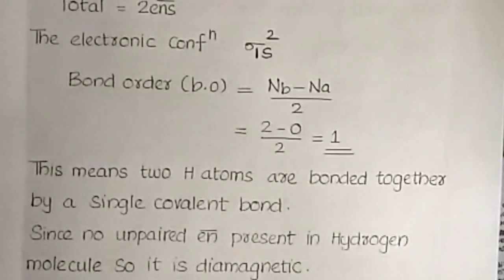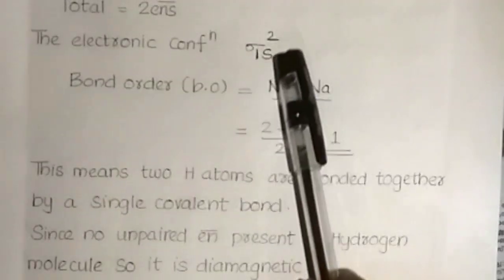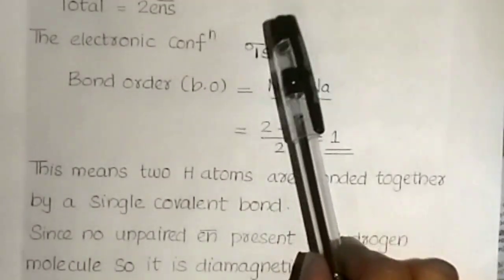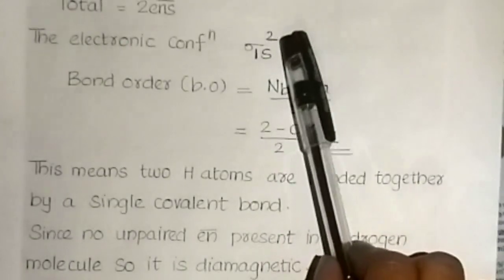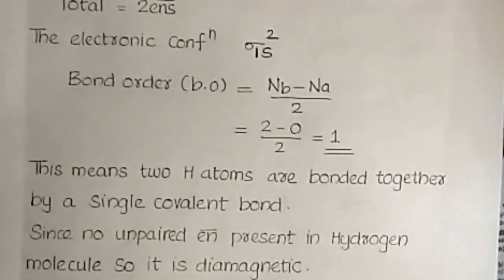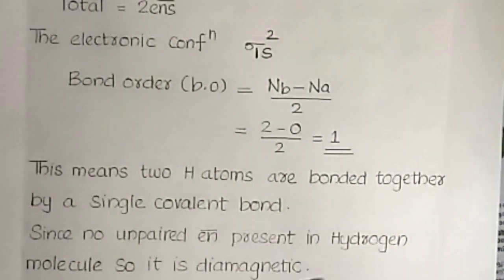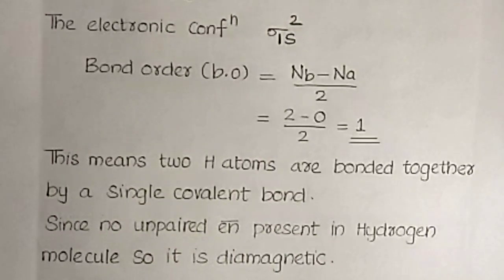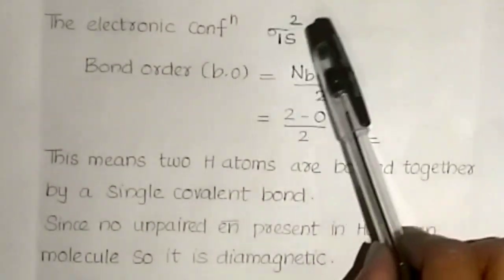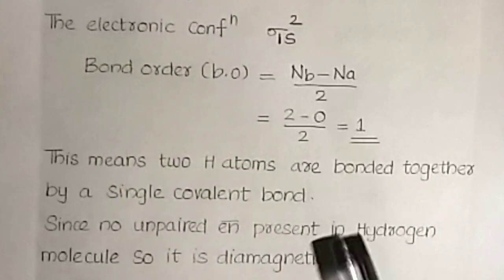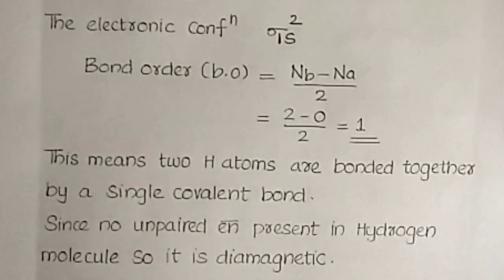Since there is no unpaired electron in the hydrogen molecule, the electrons are only paired up in the molecular orbital. That is paired electrons, so this is diamagnetic in nature. When the electrons are paired in the molecular orbital, then it is diamagnetic in nature. So the hydrogen molecule is diamagnetic in nature.